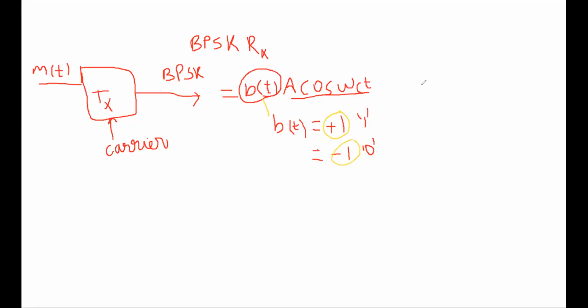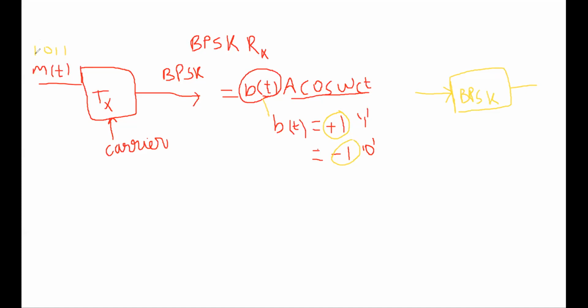Now if I want to design a BPSK receiver that will receive this BPSK signal, what I want at the output is the modulating signal, that is your M of t. And what is M of t here? It is logic 1 or 0 in the BPSK case. So this M of t is in the form of your digital signal. We can call it 1011 like this.